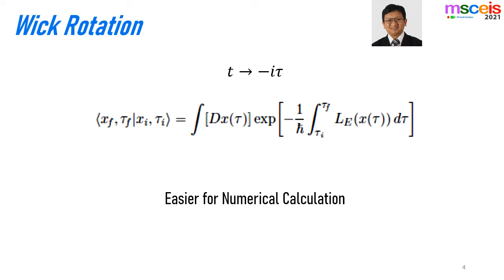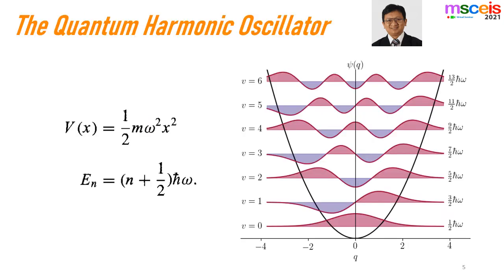Then we have something called Wick rotation, that is to rotate or to transform time into imaginary time. That is by changing t into minus i, the imaginary number, times tau. This will give us a new expression of the path integral where there's no longer an i in the exponential. This makes it possible to do numerical calculation. Okay, so that was about the path integral very briefly.